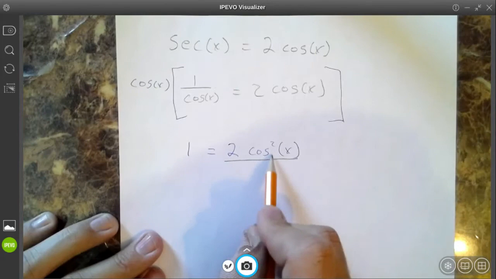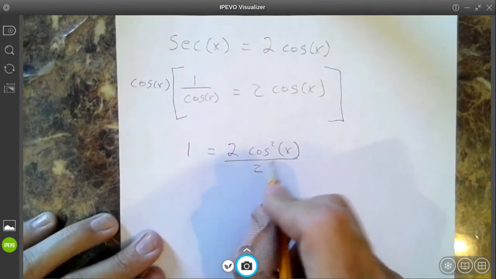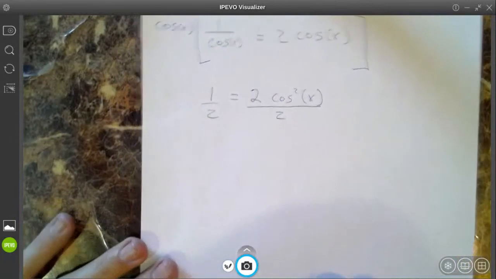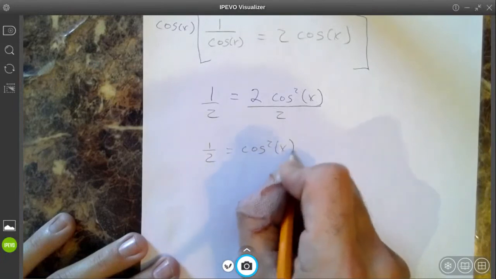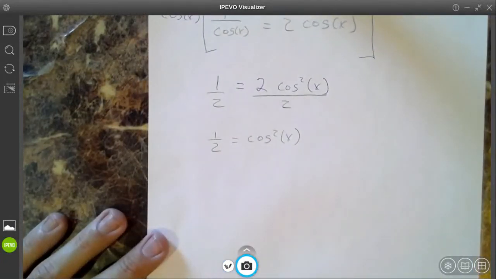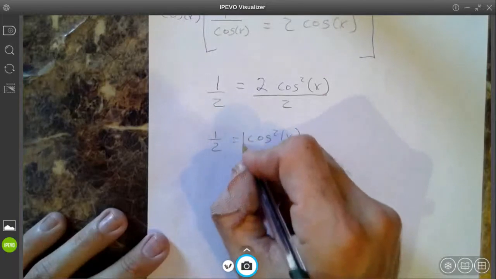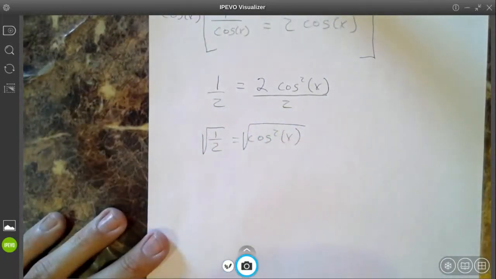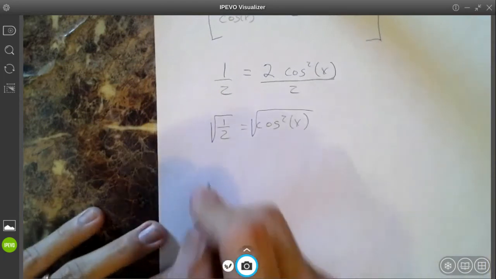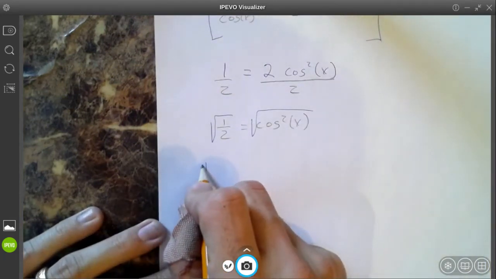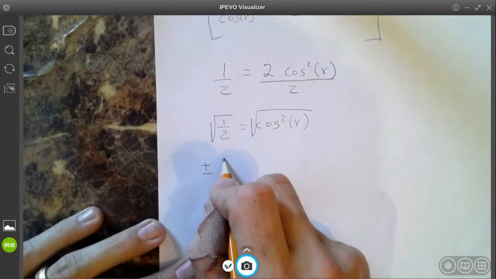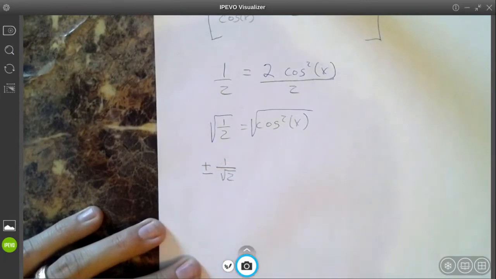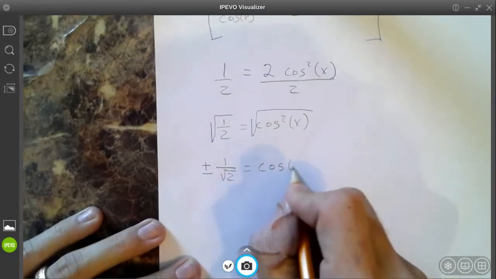So I'm going to get my cosine part by itself, divide by 2. This is going to be 1/2 is equal to cosine squared of x. Now I can go ahead and take the square root of both sides. On the left side, I'm going to get plus or minus the square root of 1, which is 1, over the square root of 2. And then on the right-hand side, I'll just be left with cosine x.